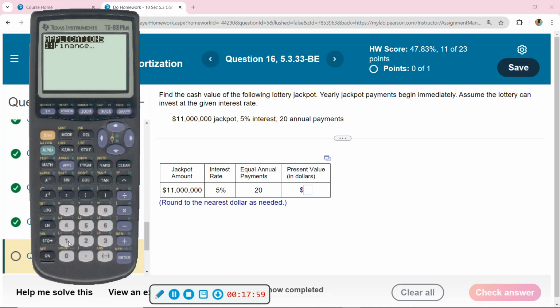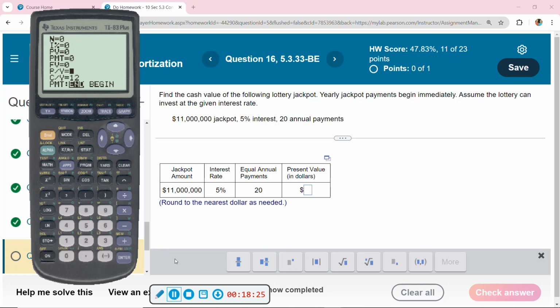My TI-83 Plus, I only have one app. Those of you with the 84, you'll have more stuff there. So how do we figure this out? Well, here we go. Open your TVM solver. Let me clear out these numbers. Let me pause for a second. Okay. I had to pause to try to clear off my calculator. And let's see. Okay, so we're trying to calculate the present value of $11 million lottery jackpot. Well, this is one of those times when they begin making the payments immediately. So you're going to put it on begin.